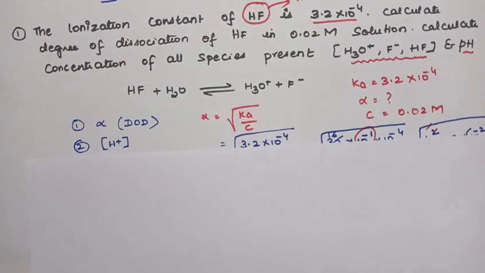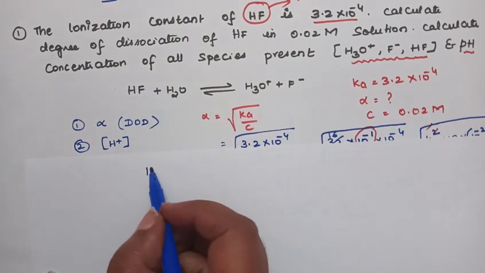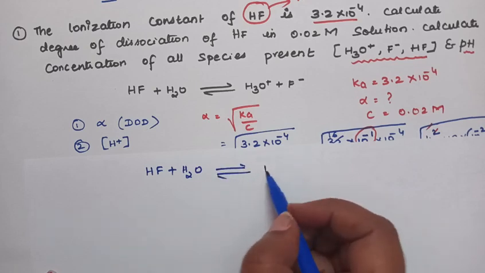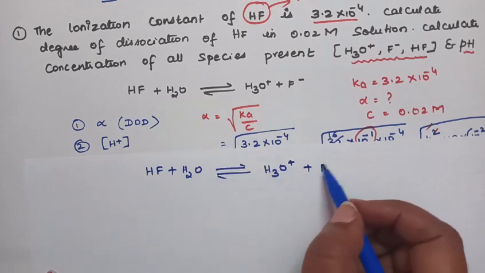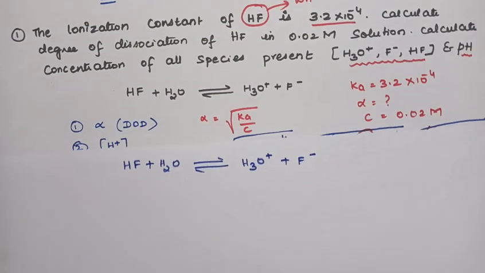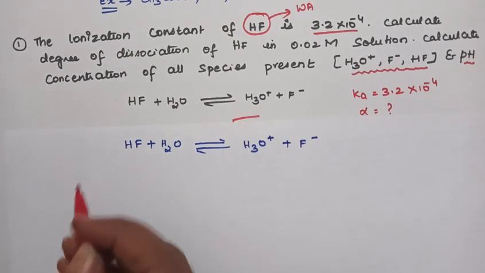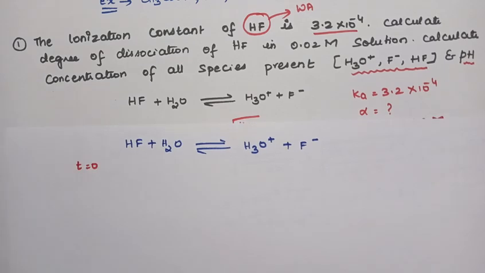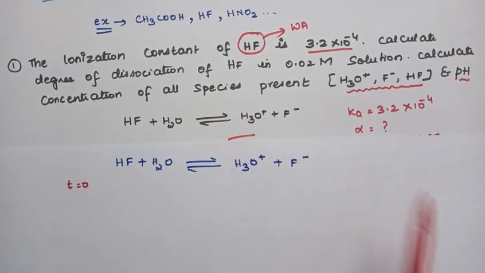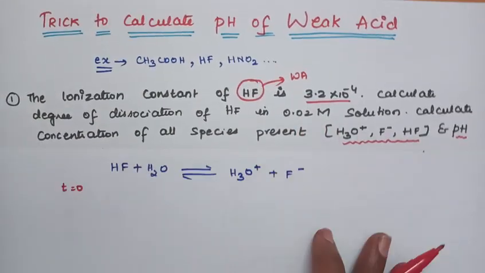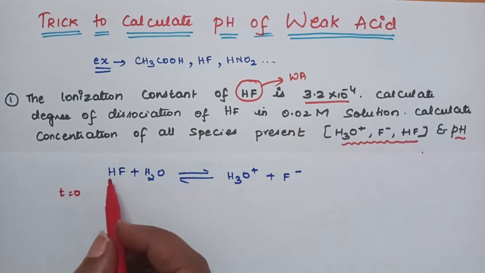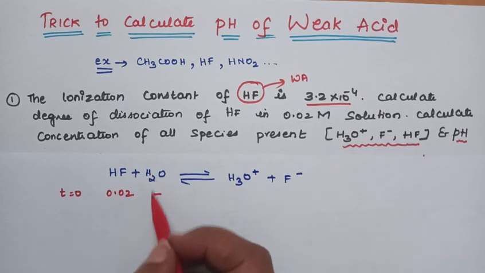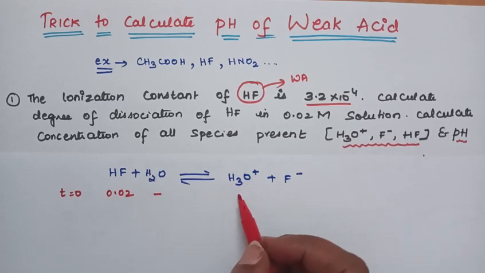So I'll write the equation once again: HF plus water gives H3O plus and F minus. Now what is the concentration when time t is equal to 0? The concentration of HF is given in the question as 0.02. Water, we are not taking into account, and H3O plus, initially it will be 0.